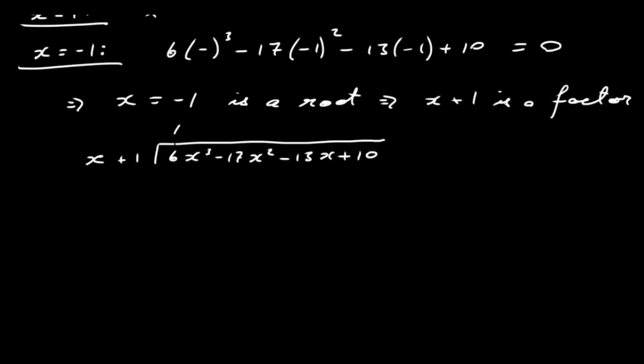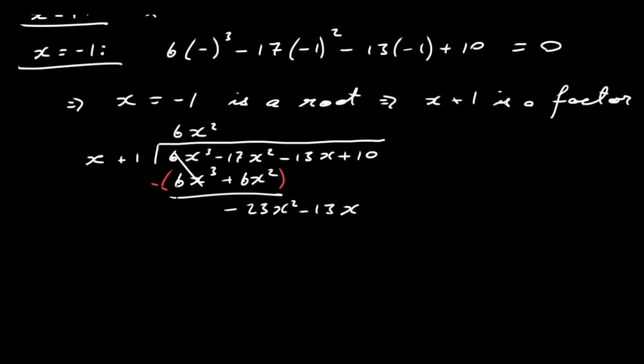So if we divide this in, let's see, what do we get? x into 6x cubed is 6x squared. Multiply, you get 6x cubed plus 6x squared. Put a bracket around here again and subtract. That will turn into minus, so you get minus 23x squared. Bring down the minus 13x. Here we get minus 23x. Let's see, multiply, you get minus 23x squared, minus plus is minus 23x.